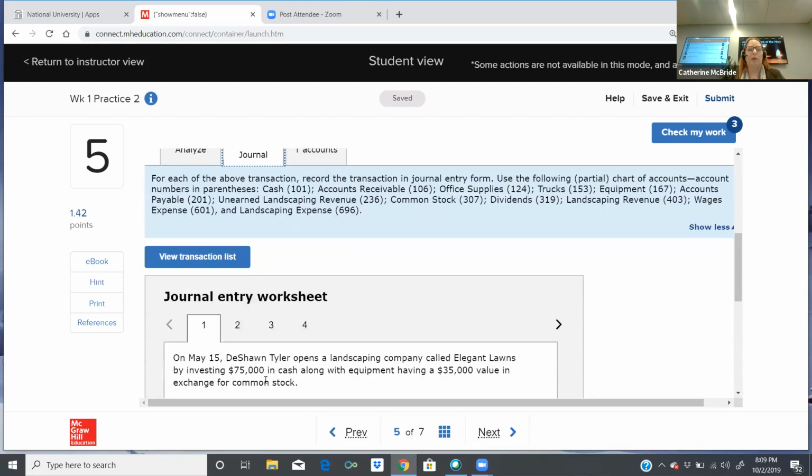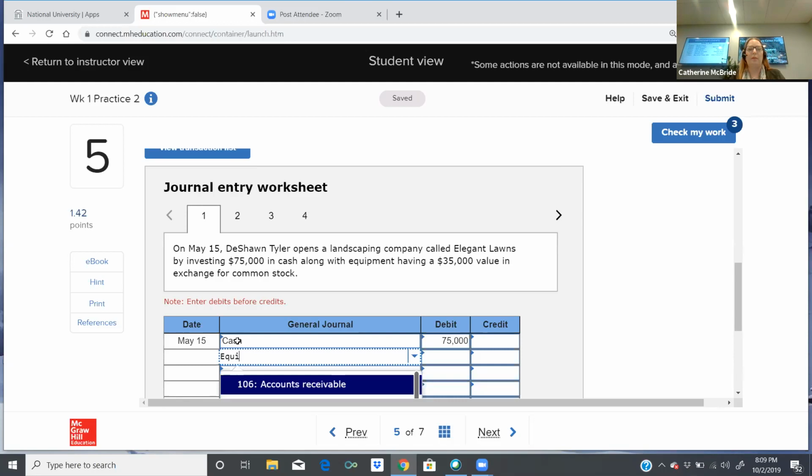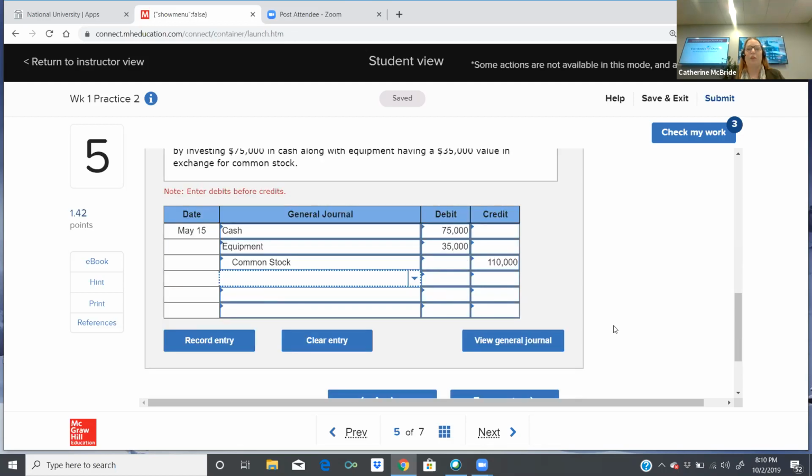So for our journal entry, we figured out that we're going to debit cash for $75,000. We're going to debit equipment for $35,000. And we're going to credit, it'll move it to the right automatically, common stock for $110,000. And that's our journal entry.